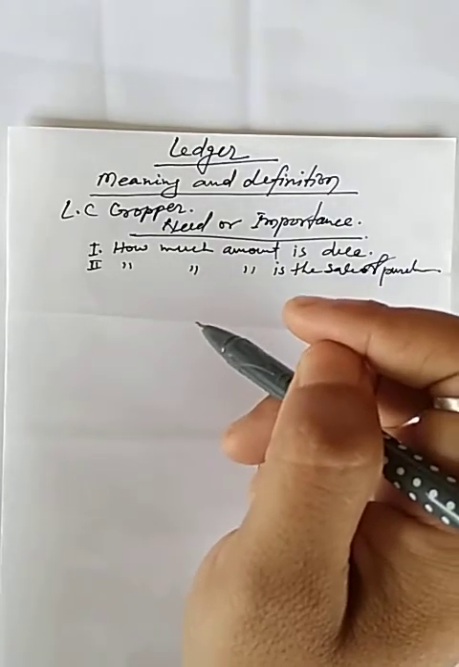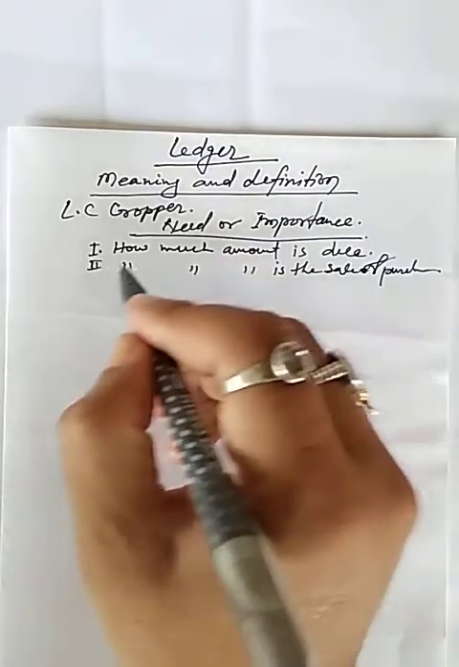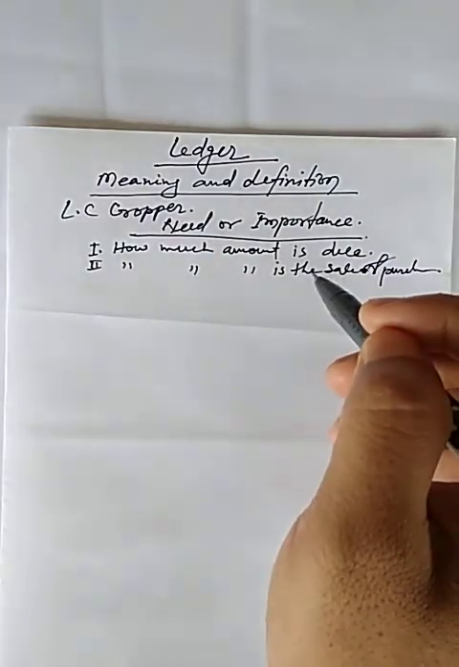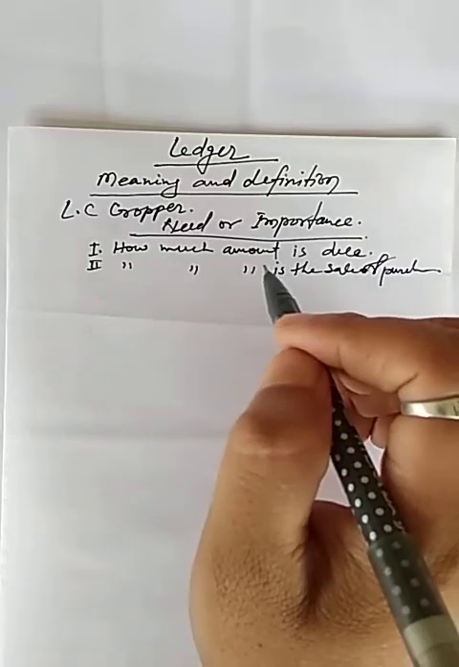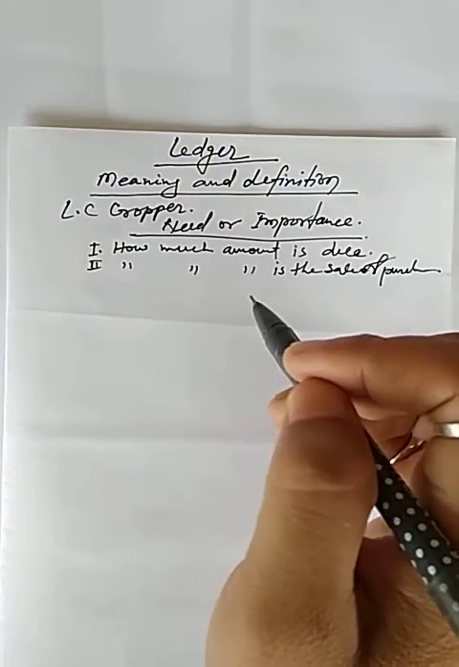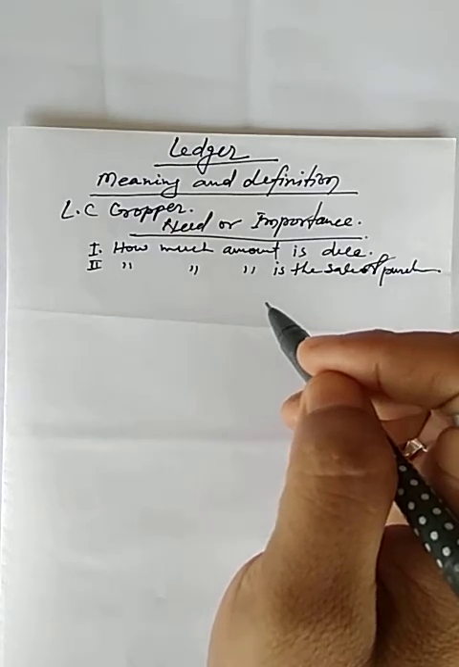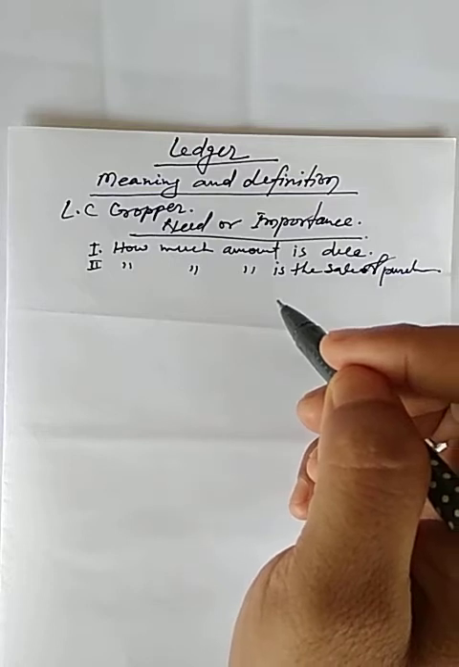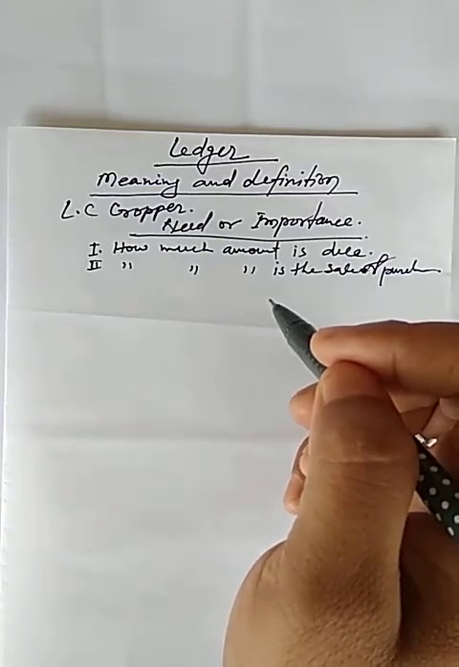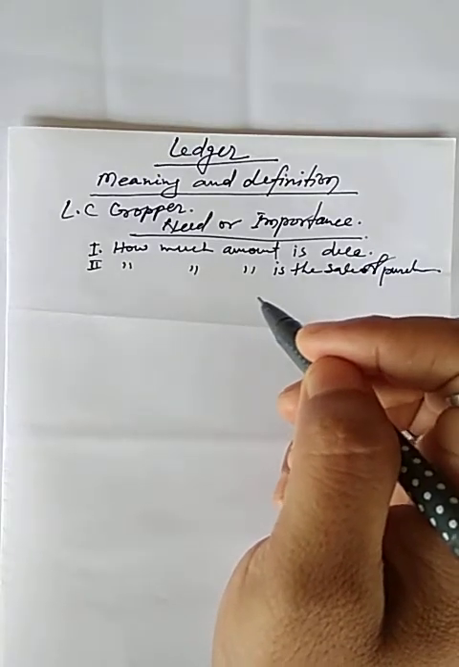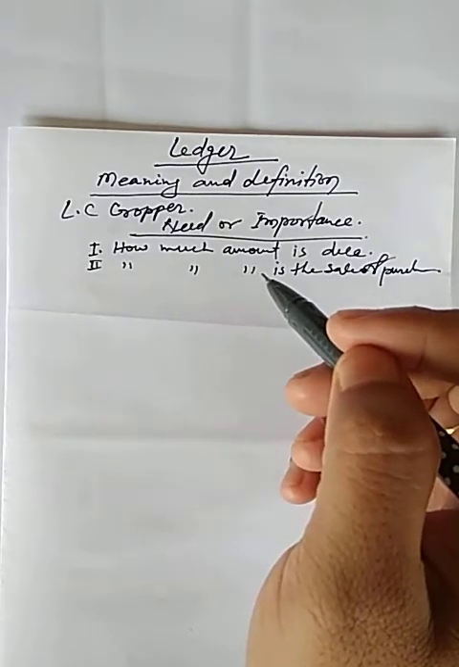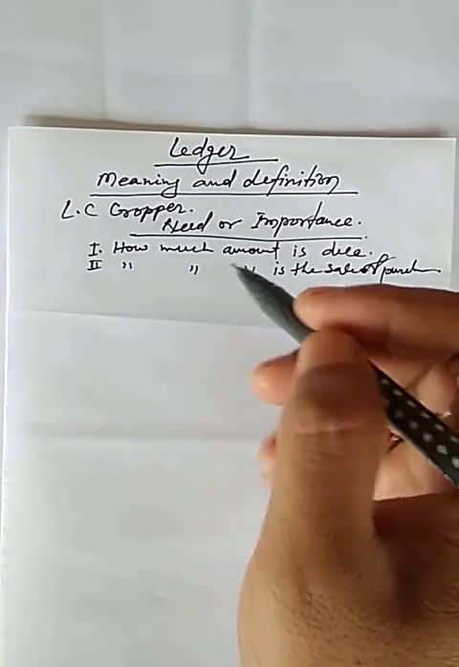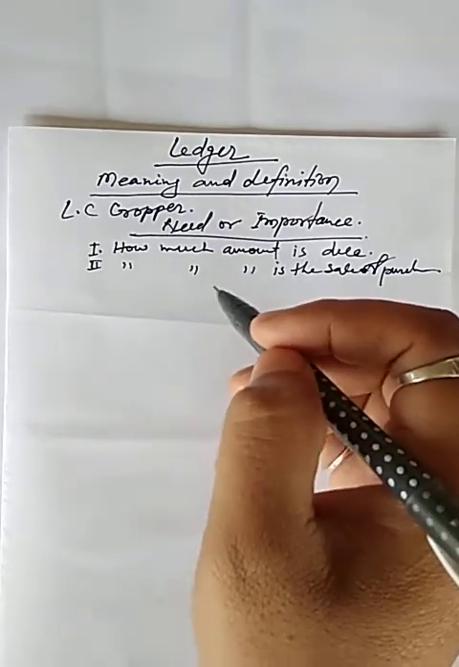Journal fails to provide us this information because it is a recording in chronological order only, of daily transactions of a business. Transactions of the same nature are not recorded at one place in the journal.